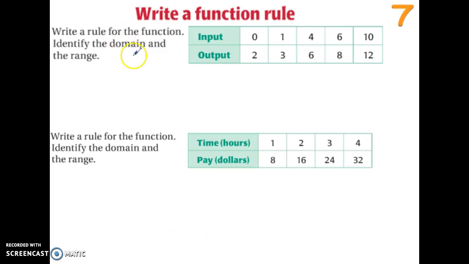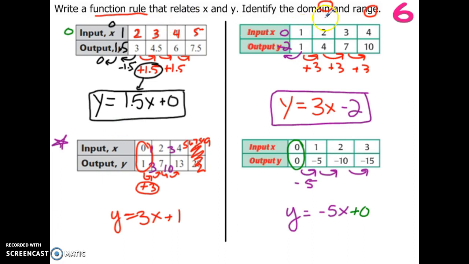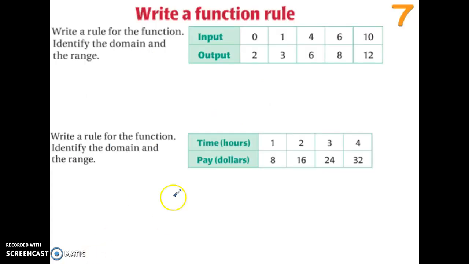Alright, these ones identify or write a rule for the function. You guys, we forgot to identify the domain and the range. Our domain every time is going to be our input, so these numbers 1, 2, 3, 4. And our range or our output is going to be these numbers 1, 4, 7, and 10. If you wanted to list them out, you could. I'm not going to for the sake of time.